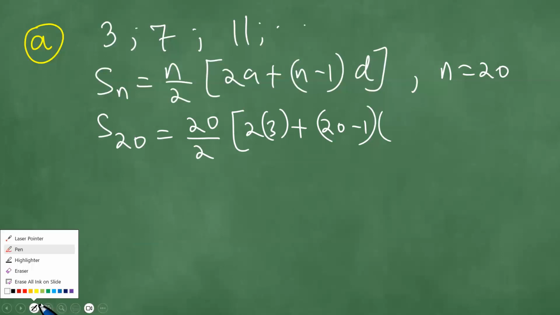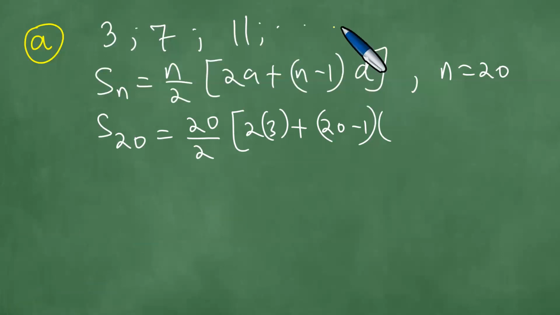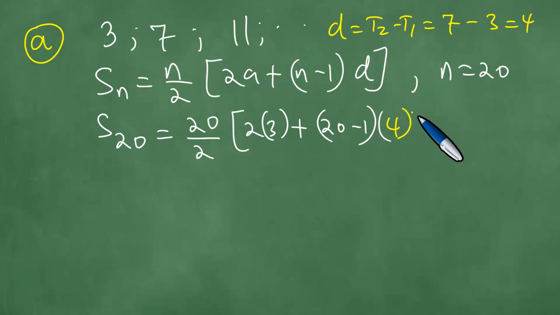Right, so to get the common difference, we must say it is T2 minus T1. Which is 7 minus 3, which is 4, which means the common difference is 4.